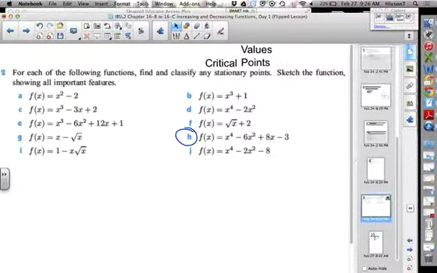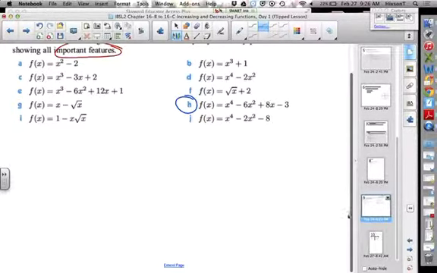So we're going to do that here, and then we're going to use those to sketch the function, and I will give you a little bit clearer directions, but showing all important features. You may say, well, that's very broad and very open-ended. We'll talk about what the important features are here as we work through part H. But first of all, how do we find critical values?